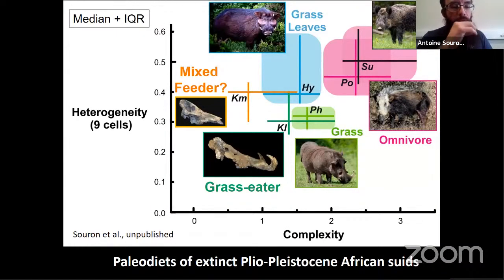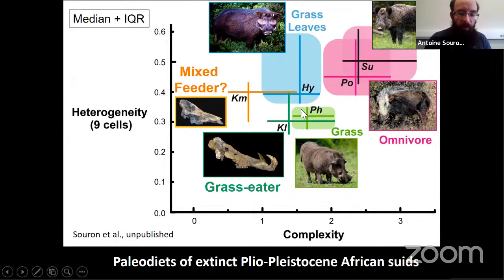And then, for example, I tried to reconstruct the diet of extinct Plio-Pleistocene African swine that we find in Africa. This example is two species coming from two Ethiopian sites. One is Kolpochoerus limnetes, this one, KL, which is found in the lower Omo Valley from Ethiopia. And this one is Kolpochoerus majus, for which, in this particular study, we studied the specimens from Konso, which is another Ethiopian site. All the sites are very old, dated between 3 million and 1 million years.